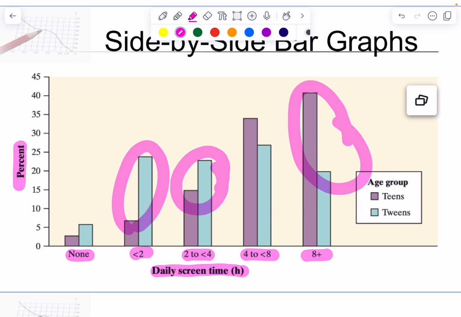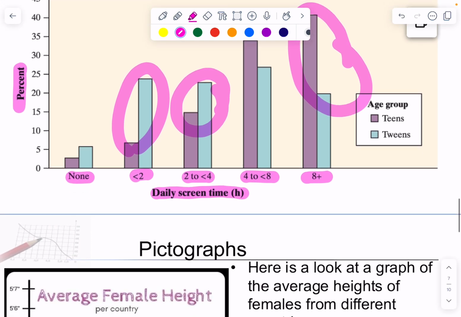So, three graphical displays, all of which you need to know how to create, except for the pie chart, we're not going to worry about that. Otherwise, it's about interpreting and analyzing the information based on that graph.